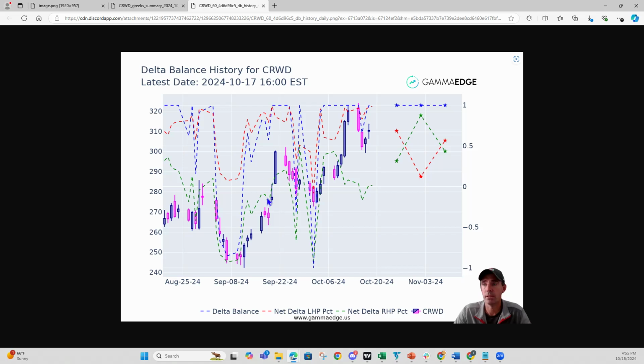And then the delta balance chart: as spot price continued to pull back, we did lose a little bit of that OTM call speculation, but the ITM left-hand plane below spot price maintained that call speculation, which gives it that supportive look. So we'll go ahead and go to the chart.